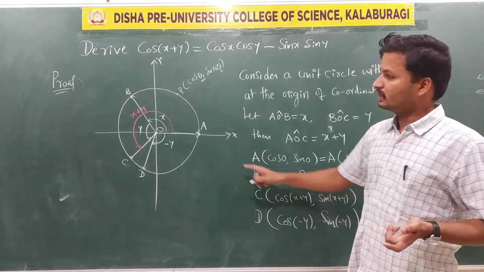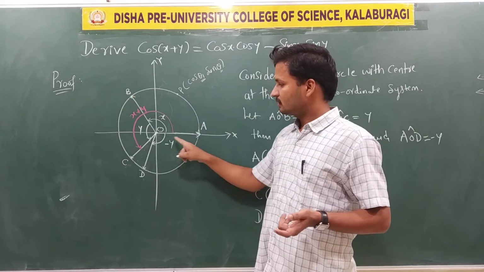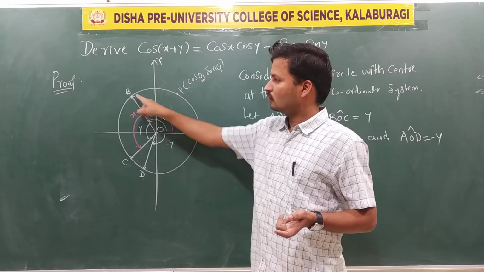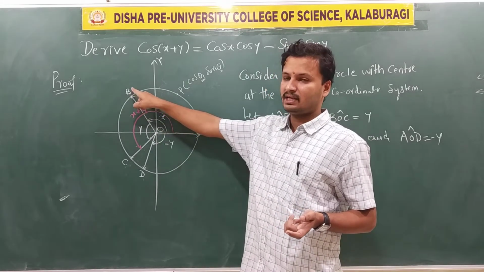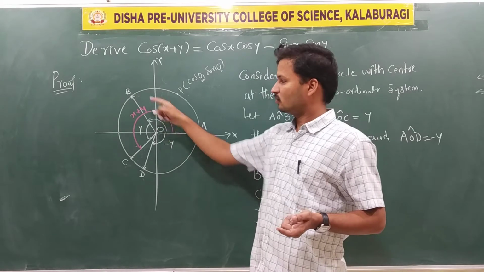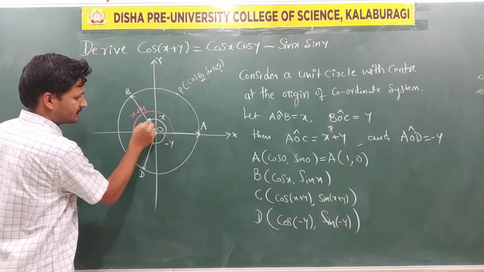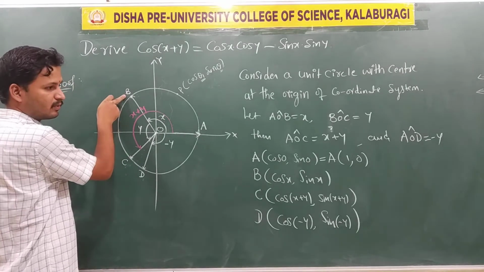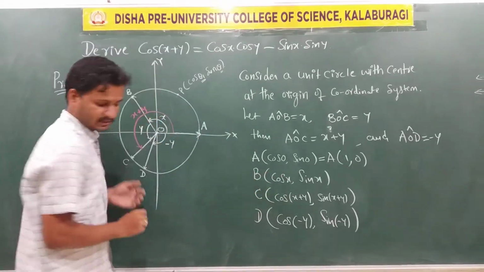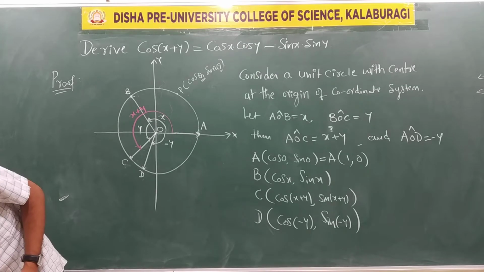So next, B is here. That means the angle between OA and OB, where OB is the terminal line. So the angle between OA and OB is x. Here also this is the x. So the coordinates of the point B are cos x comma sin x. See, I will write again here.